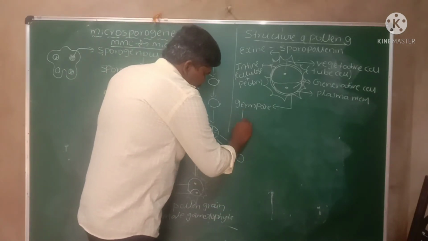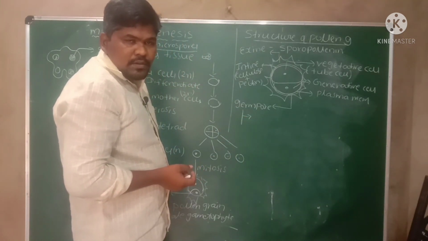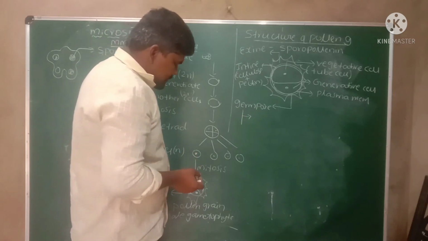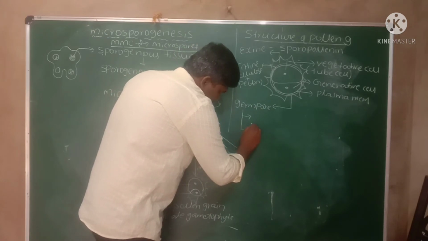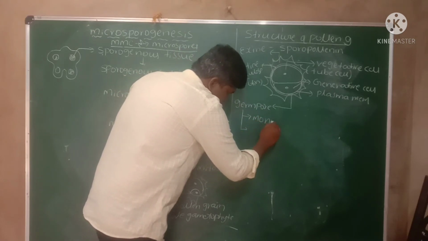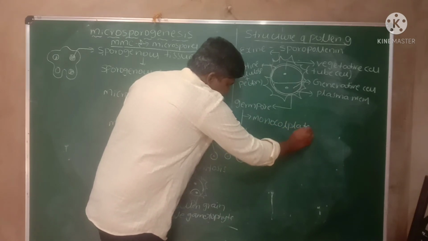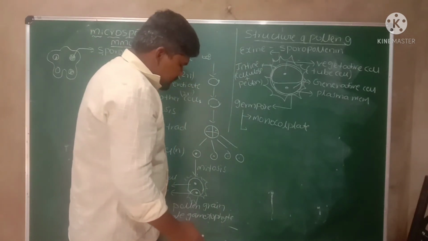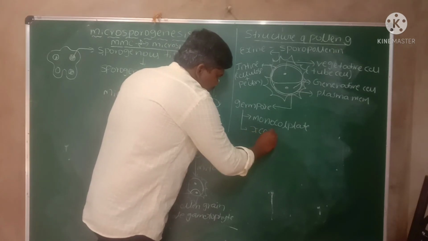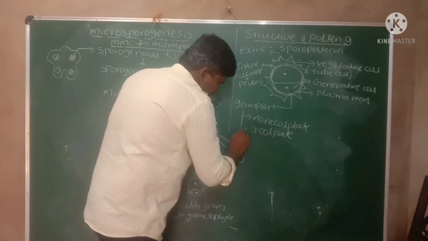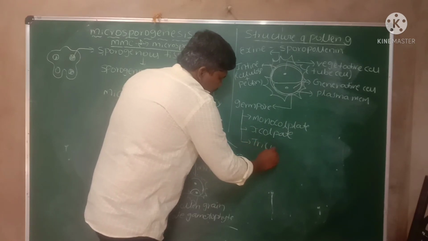In a few types of plants, like monocots, only one germ pore is present. In a few plants there is more than one germ pore. If only one germ pore is present, it is called monocarpate. If two germ pores are present in the pollen grain, it is called dicarpate. If three germ pores are present in the pollen grain, it is called tricarpate.